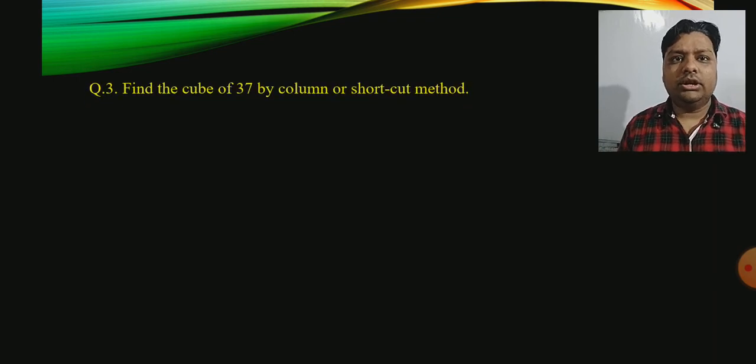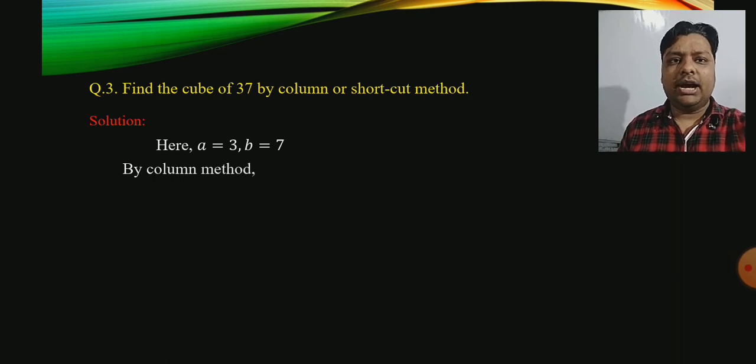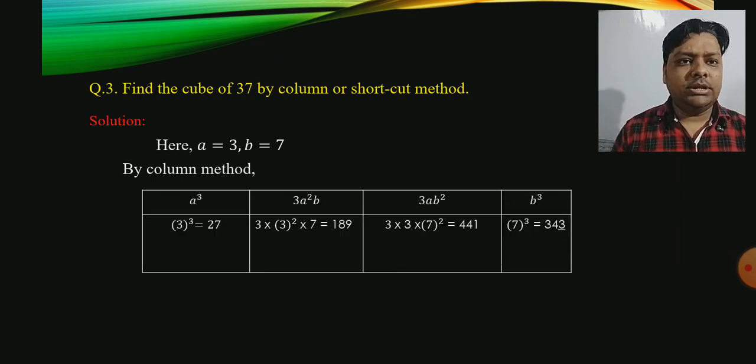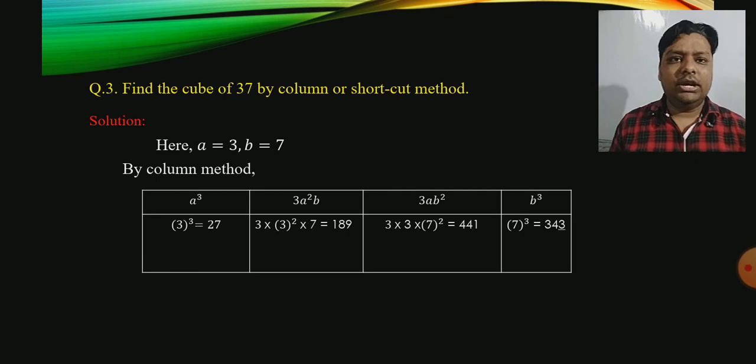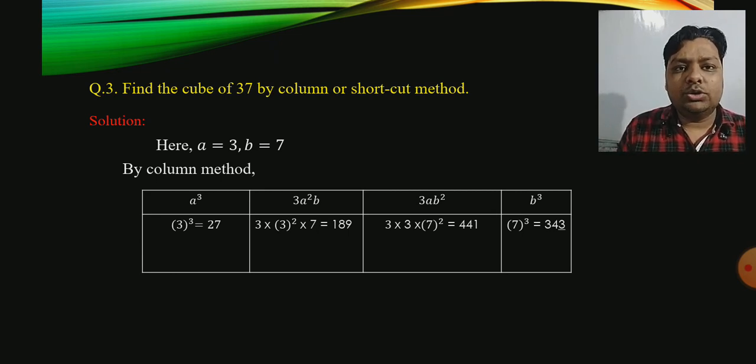Now question 3. We have to find the cube of 37 by the column or shortcut method. At first, a is equal to 3 and b is equal to 7. Then by the column method, we write a cube, 3a square b, 3ab square and b cube. Now we will put the values. The value of a is 3, so 3 cube is equal to 27. Now 3a square b means 3 into 3 square into 7. So 3 into 3 square will be 9. So 9 into 3 is 27, and 27 into 7 will be 189.